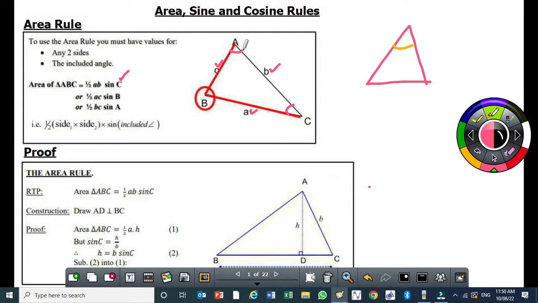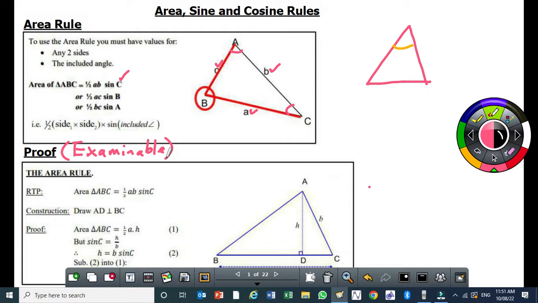All right. Now, the proof of the area rule is examinable. So I'm going to write here, please write in your book as well, examinable. What this means is, you can get a question in a maths paper saying, prove that the area of a triangle ABC is half AB sine C, or half AC sine B, or half BC sine A. You can get a question like that.